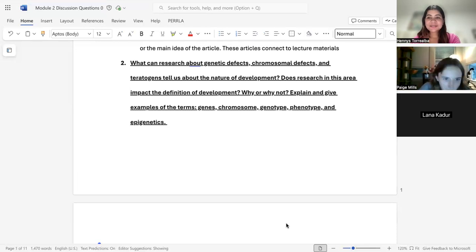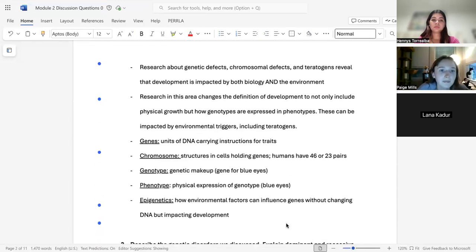Question two is: what can research about genetic defects, chromosomal defects, and teratogens tell us about the nature of development? Does research in this area impact the definition of development? Why or why not? And then explain and give some examples of genotype, phenotype, and epigenetics.